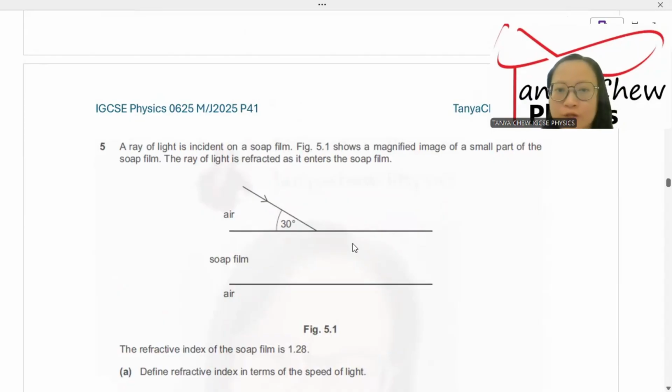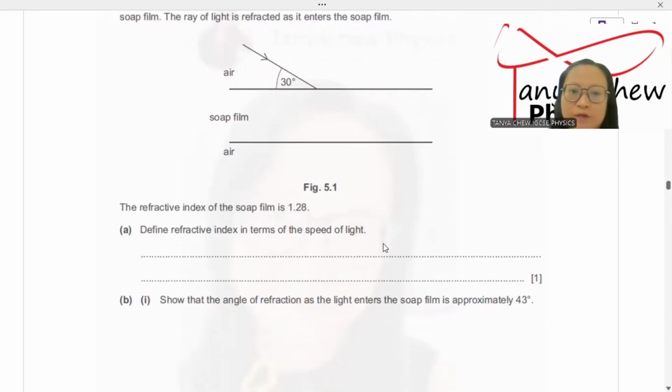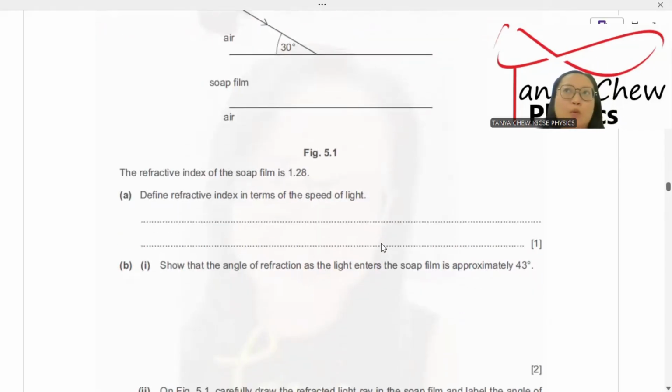Number 5, a ray of light is incident on a soap film. Fig 5.1 shows a magnified image of a small part of the soap film. The ray of light is refracted as it enters the soap film. The refractive index of the soap film is 1.28. Define refractive index in terms of the speed of light. There are many ways for us to define refractive index. In this case, you have to define it in terms of the speed of light.